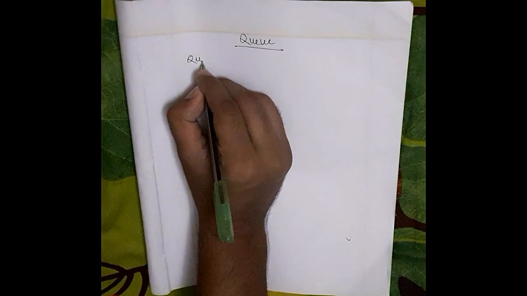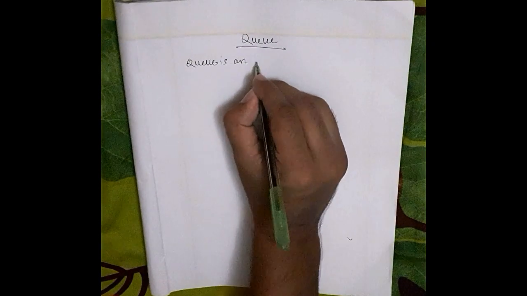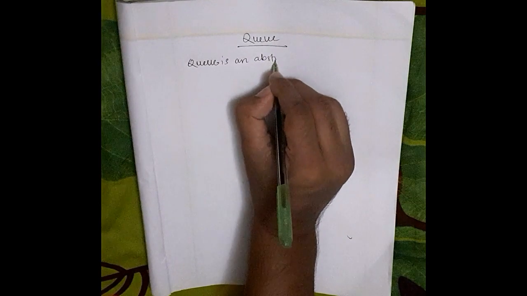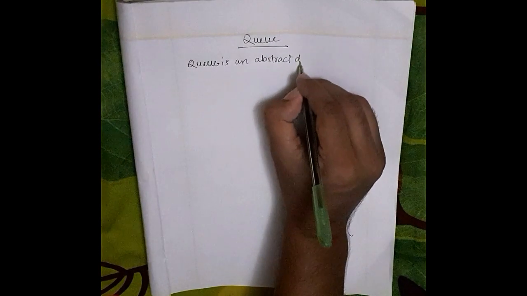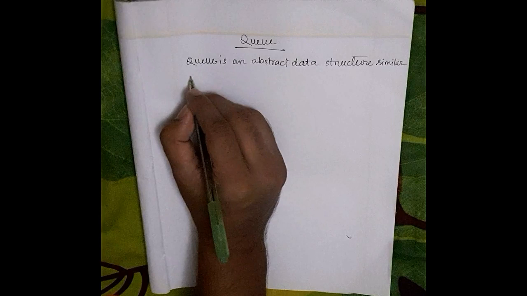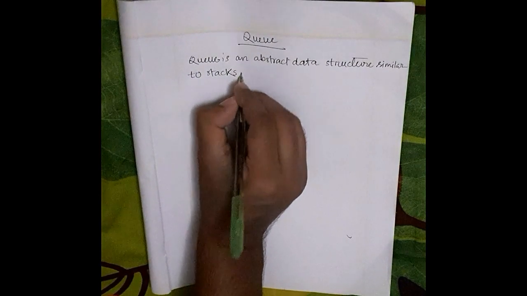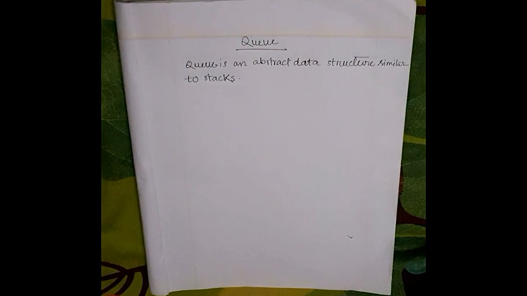Queue is an abstract data structure. You can say similar, but we need to remember that it's not the same, similar to stacks. If you forgot what a stack is, I would suggest you go back to my previous video and check that out.